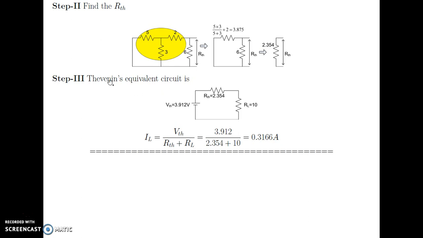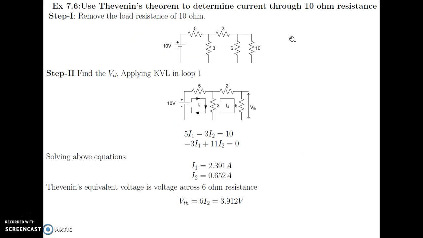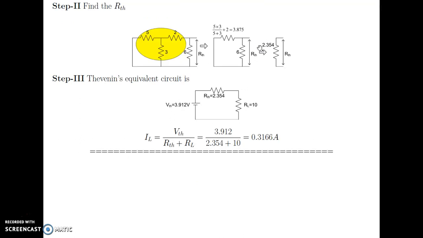So Thevenin's equivalent circuit is VTH and RTH. VTH is 3.912 and RTH is 2.354, and again we connect the load resistance of 10 ohm, which was removed from here. So the current is VTH divided by RTH plus RL, that is 3.912 divided by 2.354 plus 10, which gives a current of 0.3166 ampere. Okay, thank you.